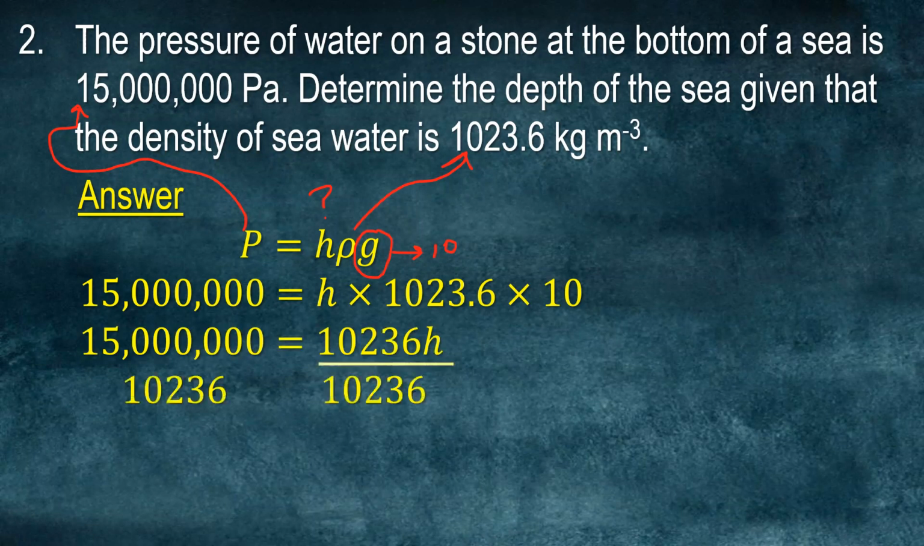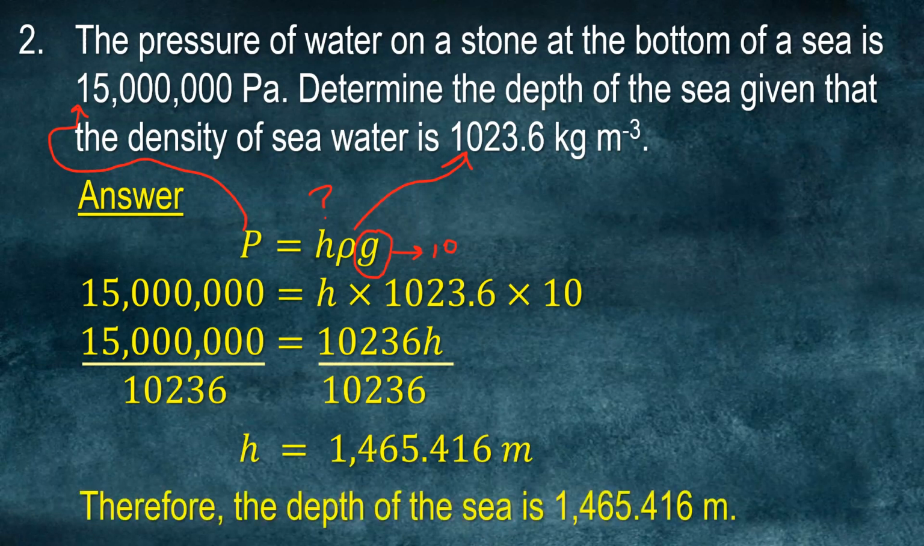Divide both sides by 1023.6. You end up with H equals 1,465.416 meters. So in other words, the depth of the sea is 1,465.416 meters. Wow. By the way, you have to know that the sea is very deep. It is kilometers deep. Can you imagine? Kilometers deep.